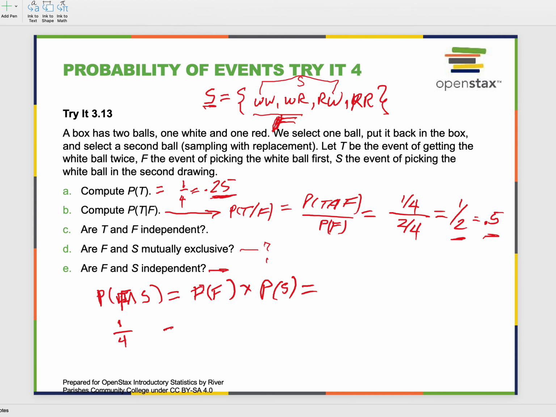And then is that equal? What's the probability of getting F? On the first one, there's 2 out of 4. And on the second one, there's 2 out of 4. So I get 4 out of 16, which is 1 out of 4, which is 0.25. I'd say they're independent because I'm replacing the ball. I put it back in the box, so it's independent.